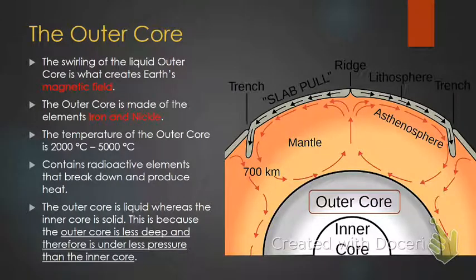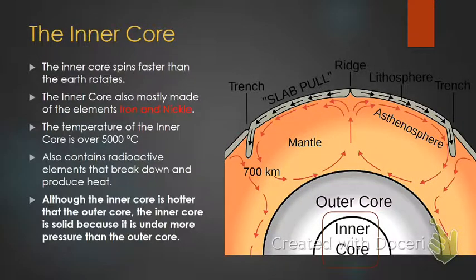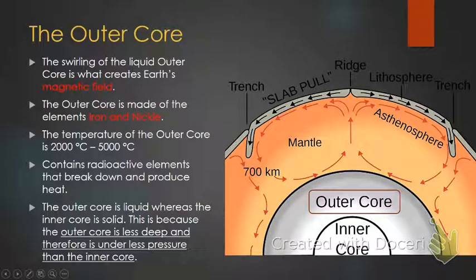All right, the outer core. It's a swirling liquid made of iron and nickel, and it's what creates Earth's magnetic field. Okay, so the outer core is made of iron and nickel. Its temperature is between 2,000 closer to the surface and about 5,000 degrees Celsius closer to the inner core. It contains radioactive elements, and when they break down, they produce heat.